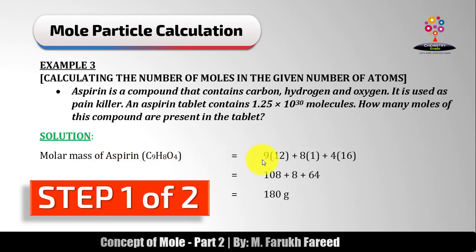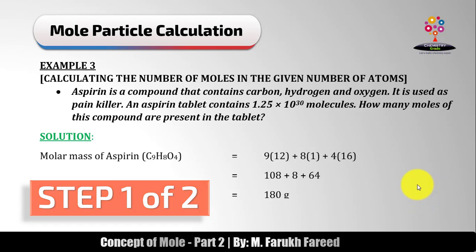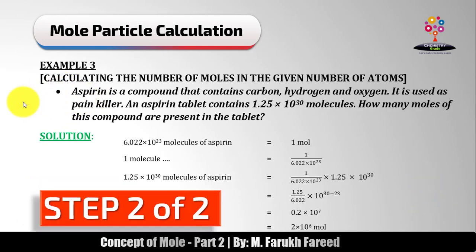You can do it simply. You have done it before, I hope so. From the previous video lessons, you have practiced it well, so you will be able to find that molar mass of aspirin will be equals to 180 gram. So let's proceed to next step. So same is the situation here. 6.022 into 10 to the power 23 molecules of aspirin will be equals to 1 mole. So 1 molecule will be equal to 1 over 6.022 into 10 to the power 23.